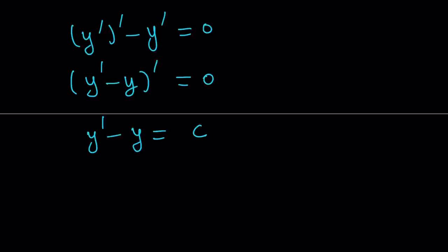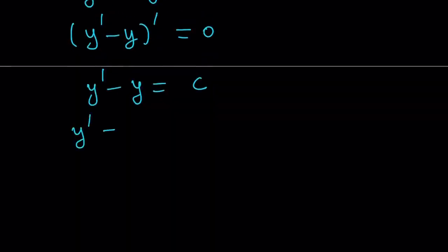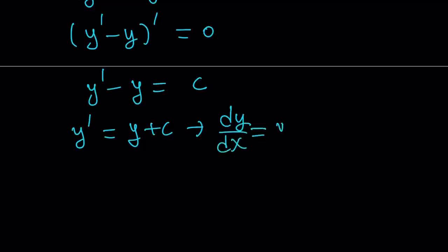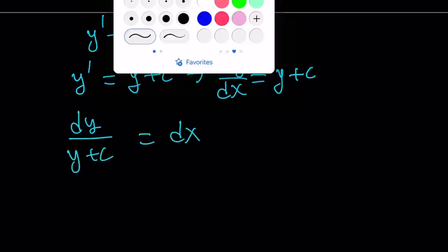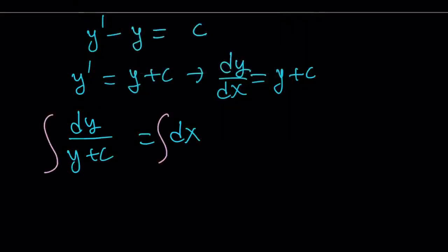Let's call that c. You see what I see? y prime becomes y plus c, and now I can write it as dy over dx with my infinitesimals, and they are infinitesimals. Some people said they're not. They are. So anyways, from here we get a really nice separable differential equation. Yay! So now we can solve it by integrating both sides, and this is what we get.